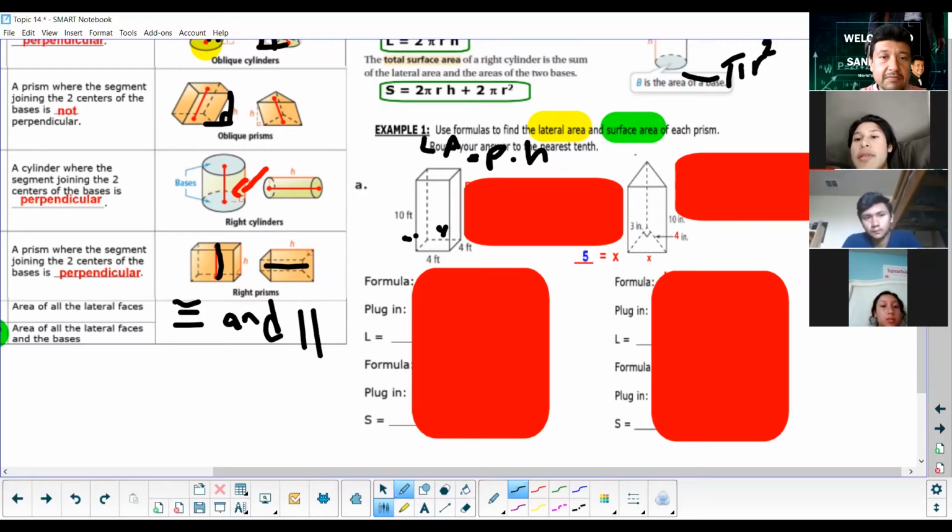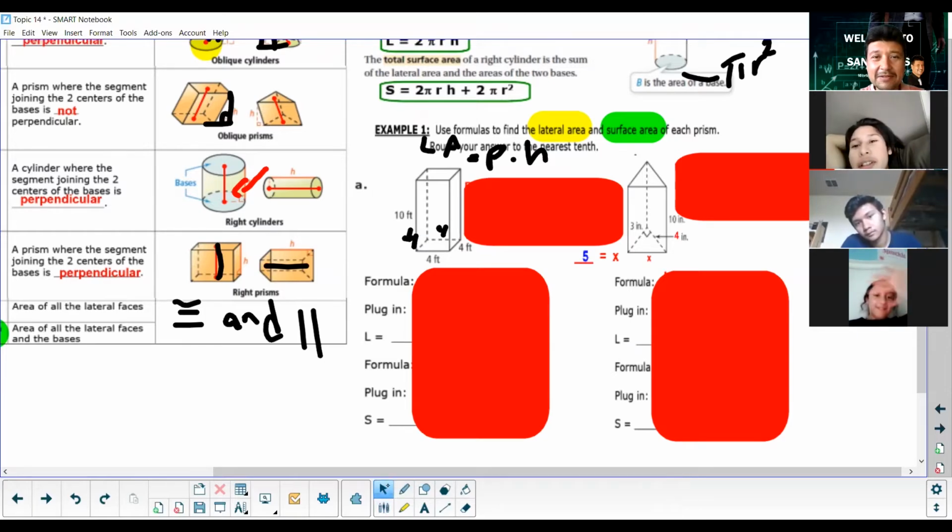So we do 10 times 4. No, actually, remember you have to find the perimeter of the base. Oh, I know, that's the perimeter of the base. 4, 4, 4, 4. So the perimeter is 16, right? Yeah, 16, and then 10, 20, 30, 40.